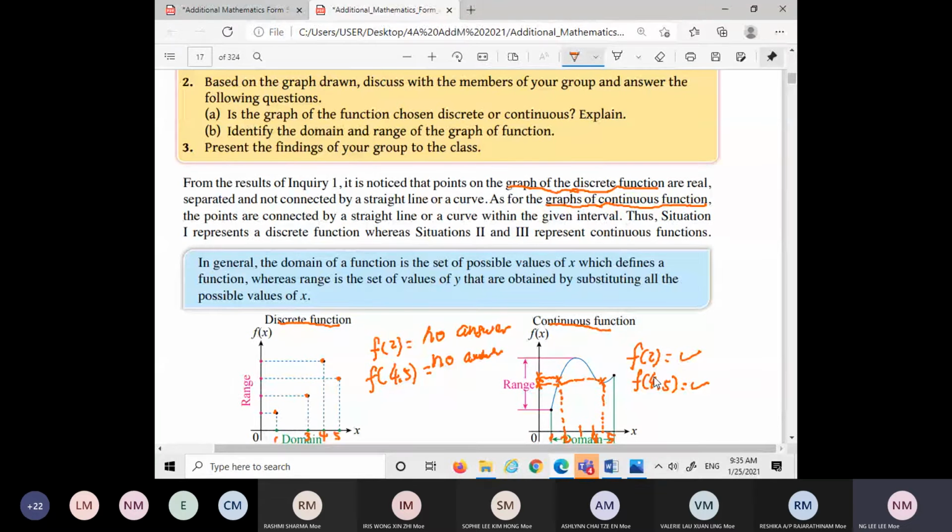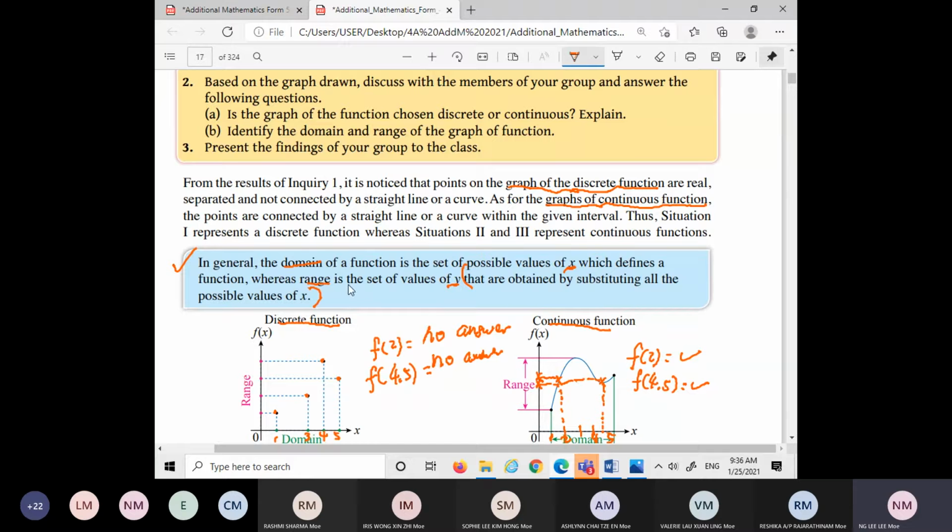Okay, next, we want to see what is the meaning of the domain and what is the meaning of the range. After that, we want to see what is the meaning of the codomain. Look at these notes given. Domain is the x value. Then the range is the value of y that are obtained by substituting all the possible x.